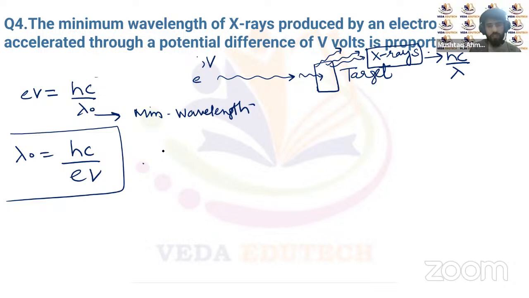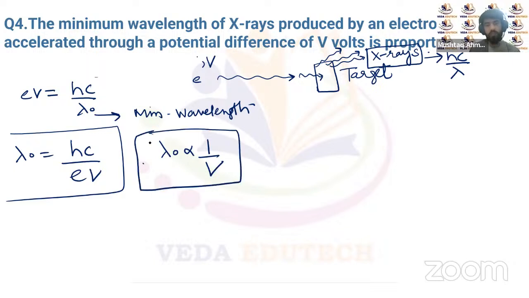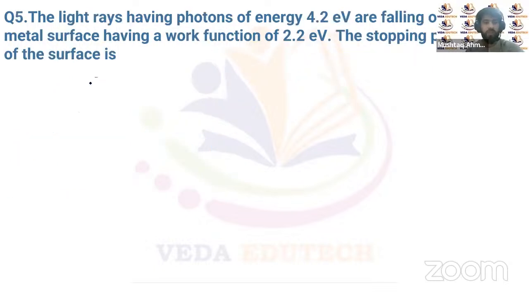So from here you can see the minimum wavelength lambda naught for X-rays is inversely proportional to V, right? So lambda naught is inversely proportional to V for the X-rays, and this is also one of the questions asked in your previous year exams.